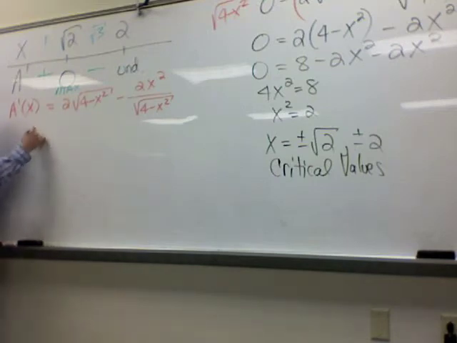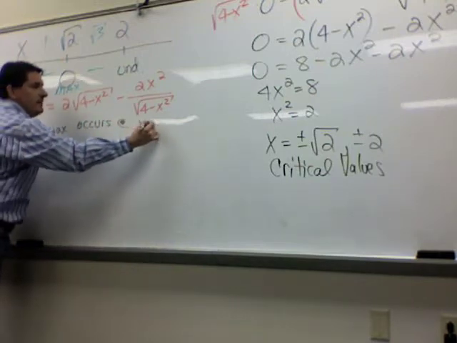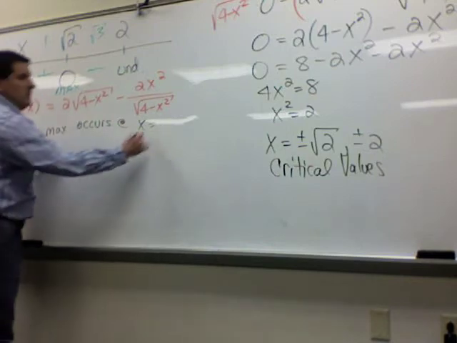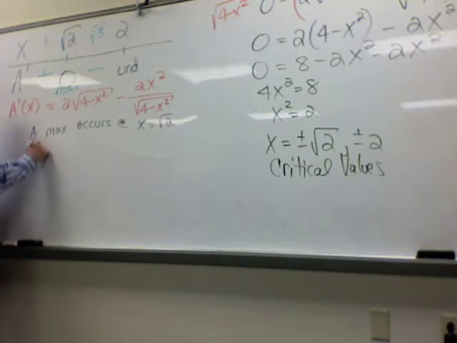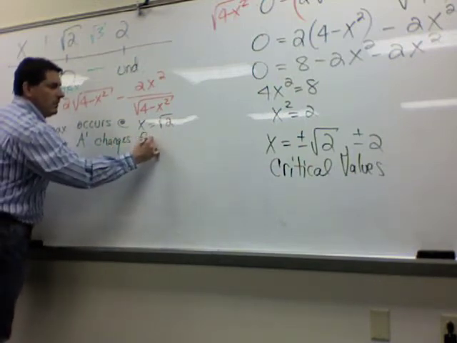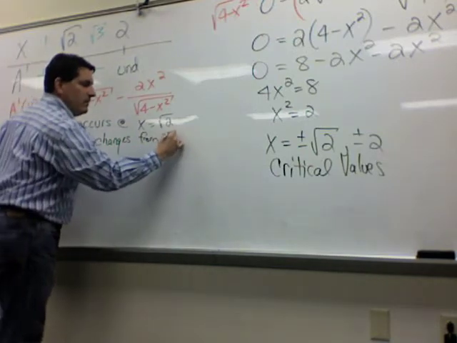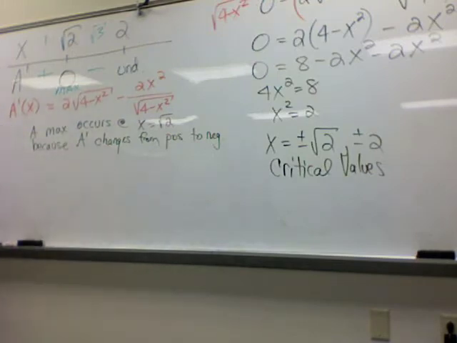Therefore, a maximum occurs at x equals the square root of 2. Guess what? Because A prime changes from positive to negative. Okay? You must write your answer like that. Okay, that's justification that we have a maximum. Now let's answer the question.